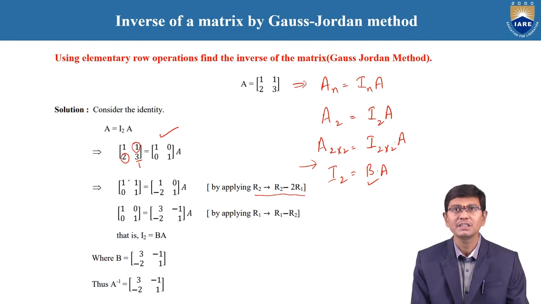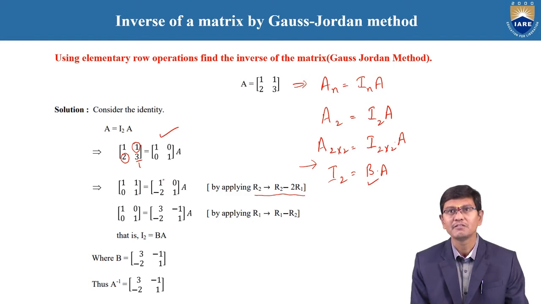Therefore, the first row is the same, we are not applying any row operation, so 1 1 is the first row. The second row, when we apply R2 minus 2R1, is changed to 0 1. And on the right side, the R1 row we are not disturbing anything, therefore 1 0. The second row, according to R2 minus 2R1, 0 1 is changed to minus 2 1, into A.